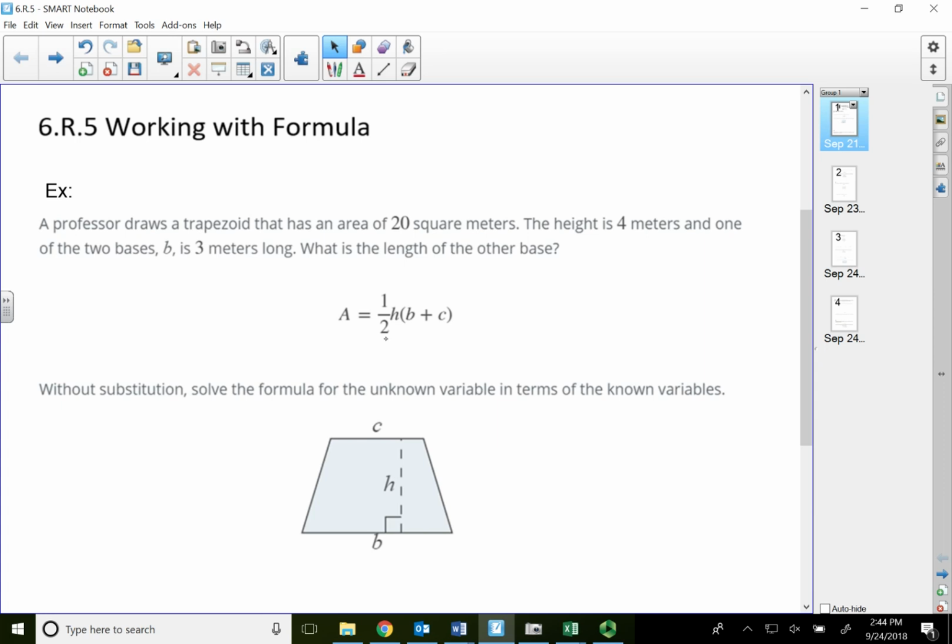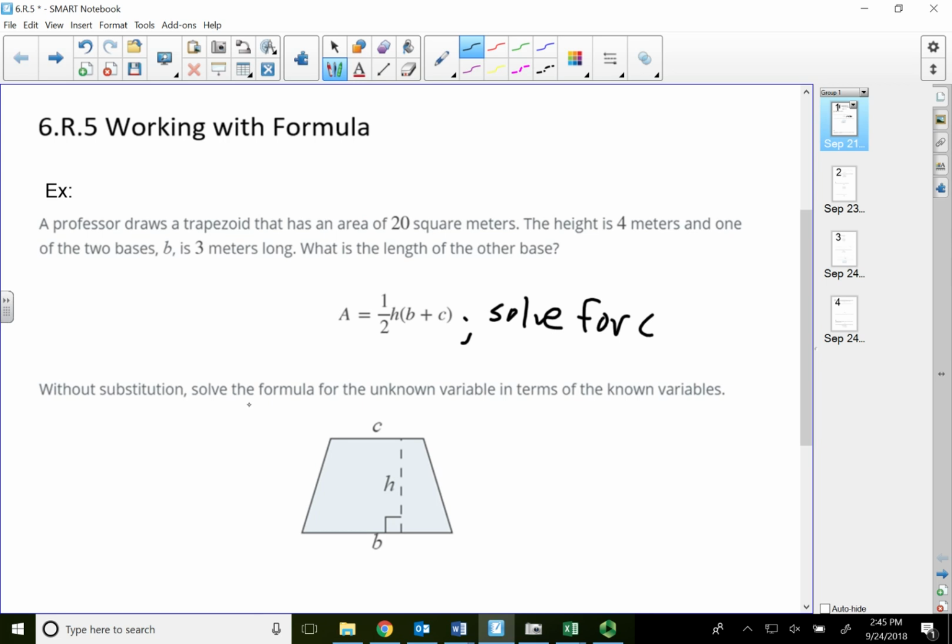So in this formula, the area is 20. The area of a trapezoid is half times the height times the two bases. The picture is right here. The problem already told me that one of the bases, B, is 3. What is the length of the other base? That means I need to solve for C, the base C.